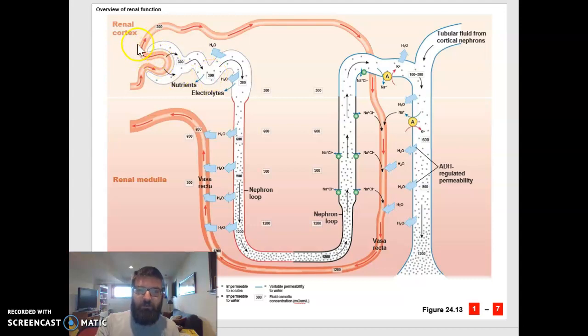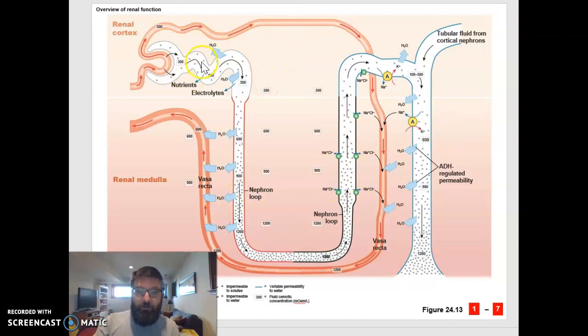Anything that's large enough stays in the blood, goes to the efferent arteriole and into the peritubular capillaries, and then maybe the vasa recta if this is a juxtamedullary nephron. And those capillaries will be there to exchange with the tubules.